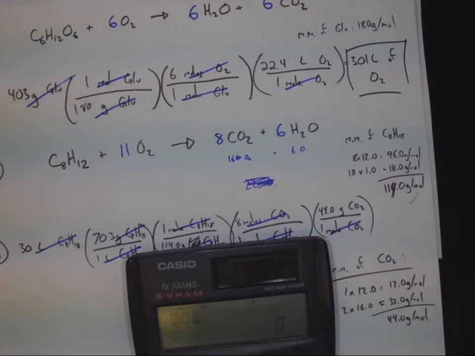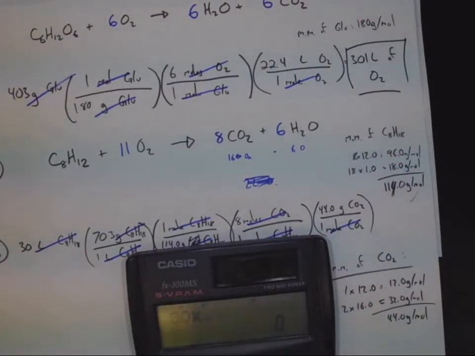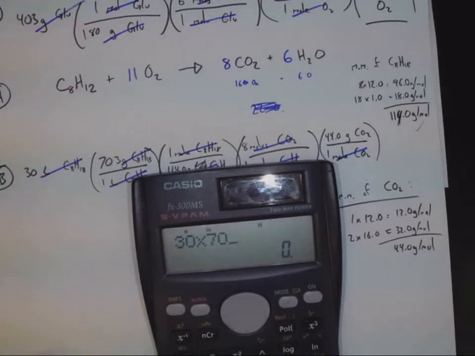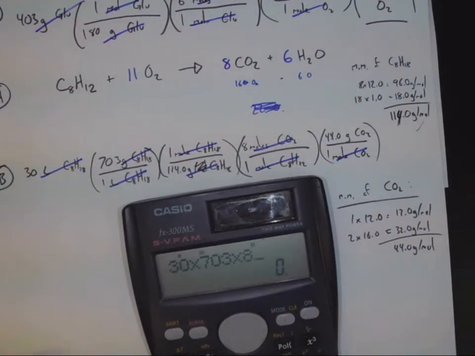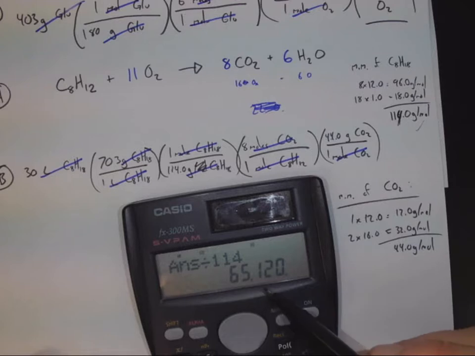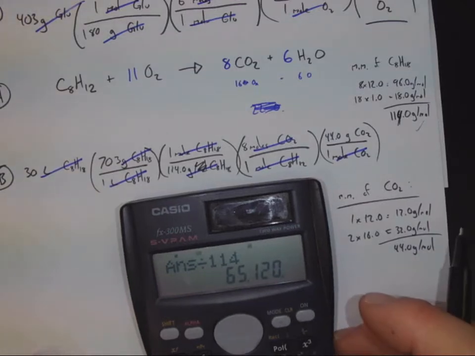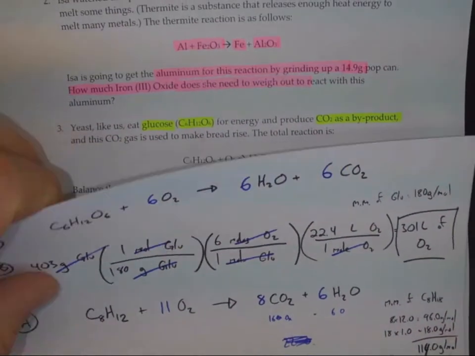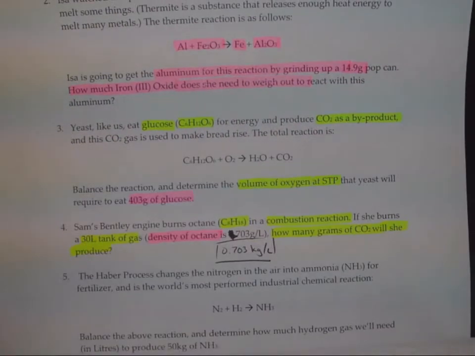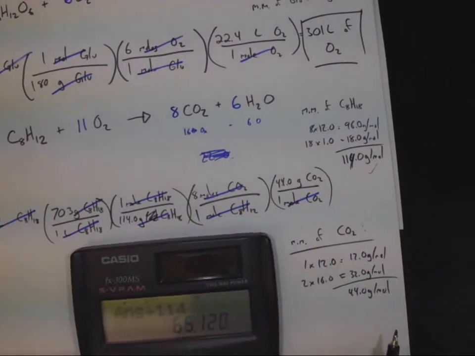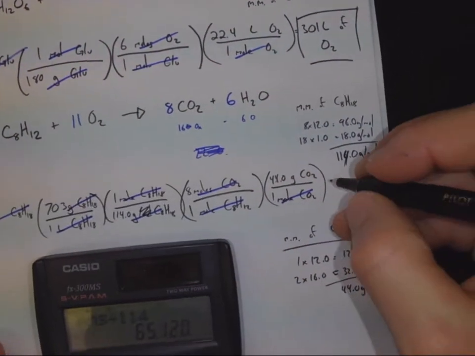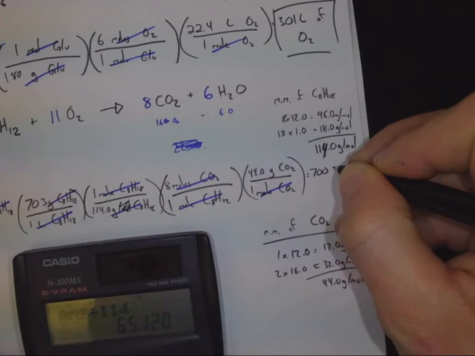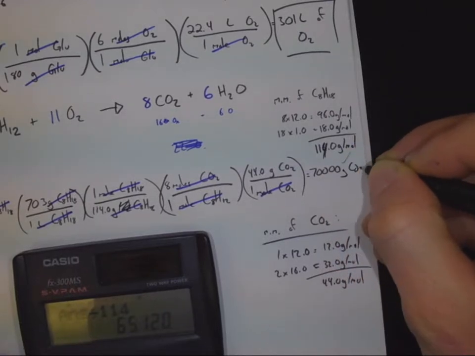So 30 times 703 times 8 times 44. And we're going to divide that by 114. It's going to give us 65 grams of, wait, hang on, how many sig figs did I get here? I only give 1 sig fig. Great, so we're going to round that to 1, so 70,000 grams. So we should call that 70,000 grams of CO2.